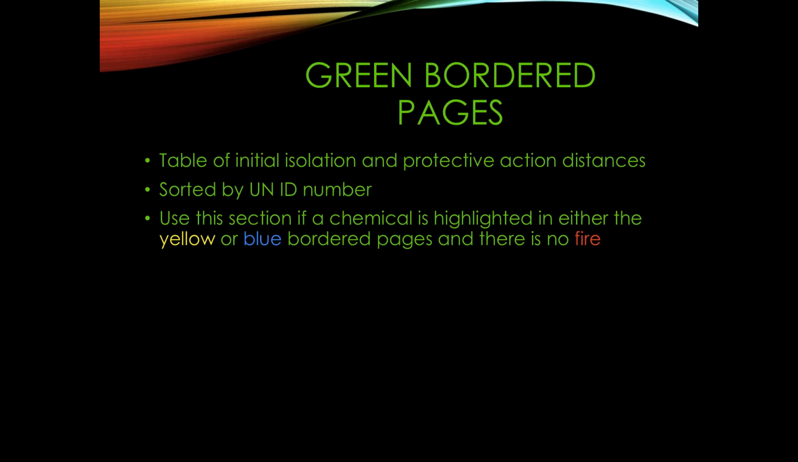And the green bordered pages, this is where things become difficult. You ready for this? The table of initial isolation and protective action distances sorted by UN ID number. And the green section, this will be on your test, is only used if a chemical is highlighted in either the yellow or blue bordered pages and there is no fire. That's when you refer to the green section. So if you have a chemical that is not on fire that is highlighted in either the blue or yellow section, go to the green for isolation distances. If it is on fire, go to the orange section.